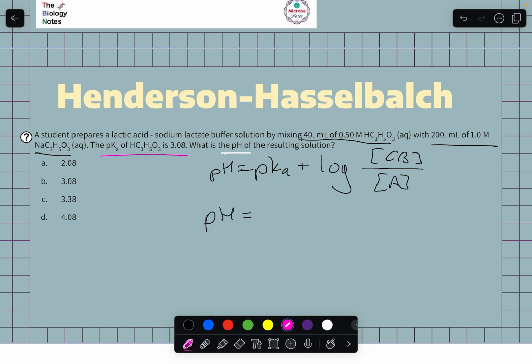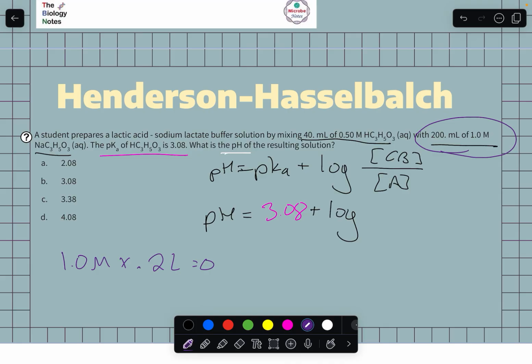Okay, so we have all these numbers. So pH, we said our pKa is 3.08, and then we have the log, our conjugate base. So we have a different volume, so we do need to change these to moles. Okay, so for our conjugate base, that's this one here, the 200 mils of 1 molar. So to change that to moles, the 1.0 molar, we're going to multiply by 0.2 liters. Okay, 1 times 0.2 is 0.2.